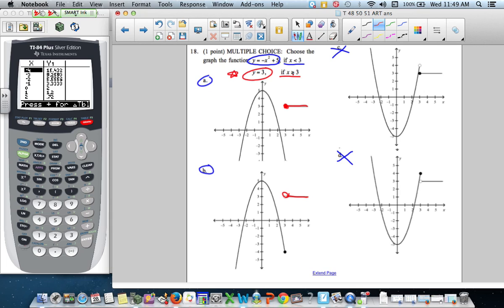So at 3, which one of these graphs is using this one? A or B? It's filled in there, so it's A. This one, when x is 3, is filled in on this graph. So when x equals 3, it would have been using the top equation. So that would be wrong. So the correct answer is graph A.